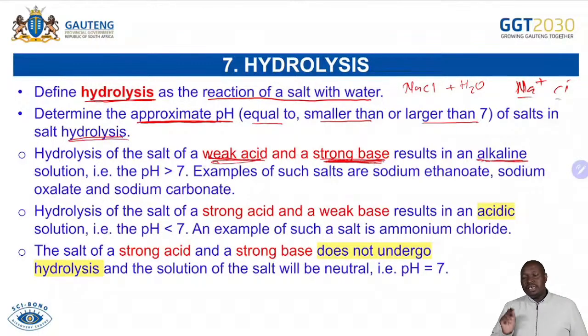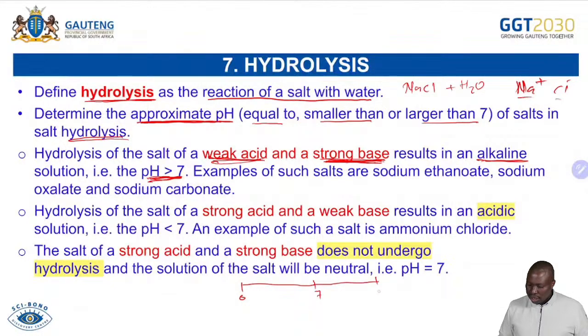And you know that the pH of bases is more than 7. Remember, you have your pH meter, which runs from 0 to 7 to 14. And from 0 to 7 in terms of the pH, 0 to 6.9999, you have acid.